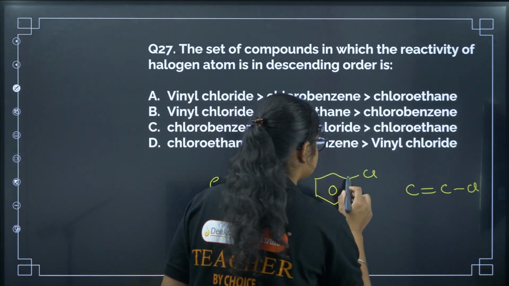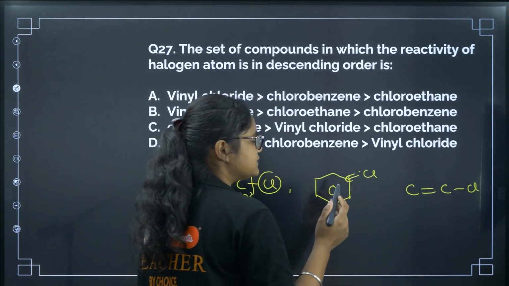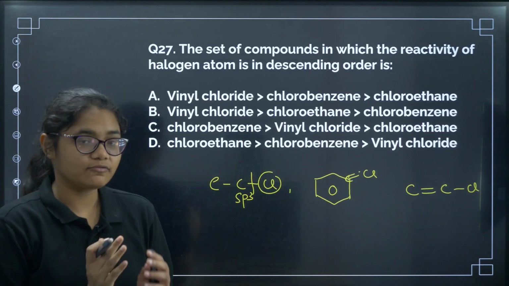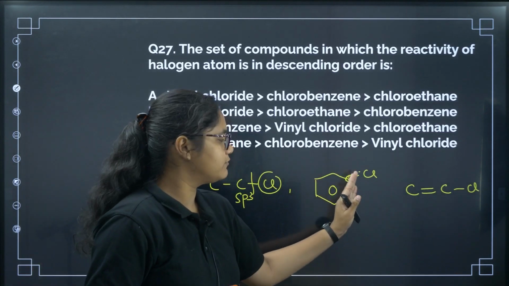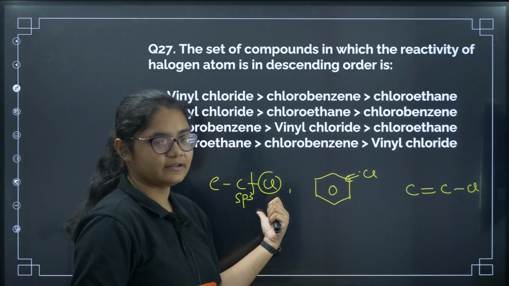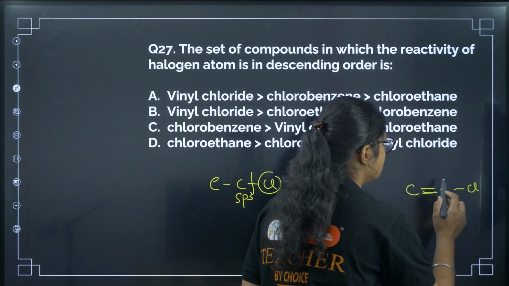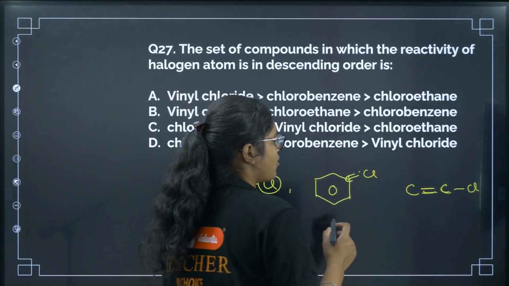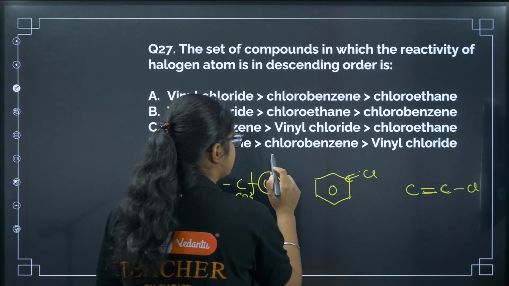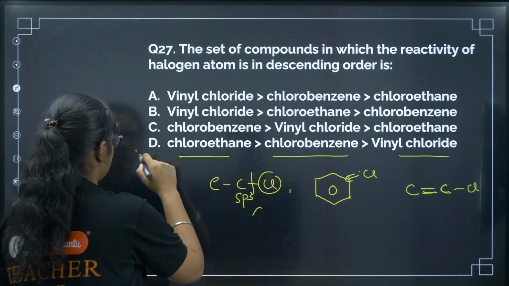Now here, the bond between this carbon and chlorine has a partial double bond character, not a pure double bond. So breaking here will be easier than this but more difficult than this. Now if you see this one, this is the carbon which is attached to a pure double bond, so sp2 hybridized carbon. So that is why the order will be chloroethane, then chlorobenzene, and then vinyl chloride. So the correct answer is option number D.